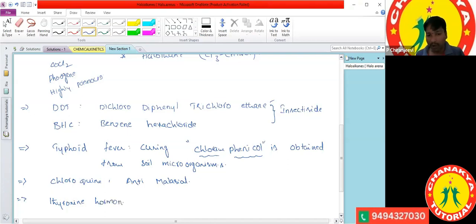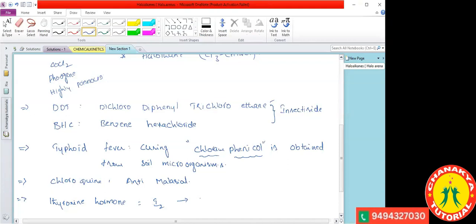Okay, so thyroxine hormone releases iodine. If the iodine is not there, insufficient iodine, if the thyroxine is not releasing the iodine, which disease will you get? You have one disease, goiter? Goiter. Okay, so goiter.